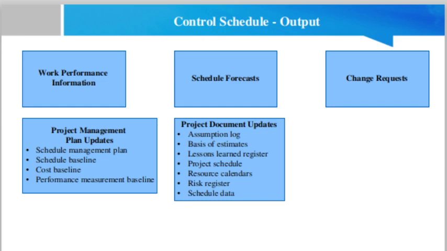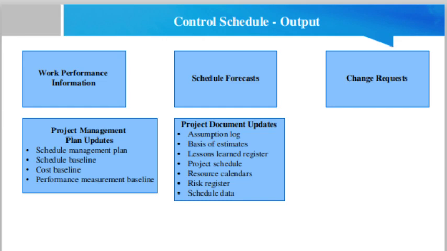Then project document updates. That includes the assumption log. Schedule performance may indicate the need to revise assumptions on activity sequencing, durations, and productivity. Basis of estimates. Schedule performance may indicate the need to revise the way duration estimates are developed.